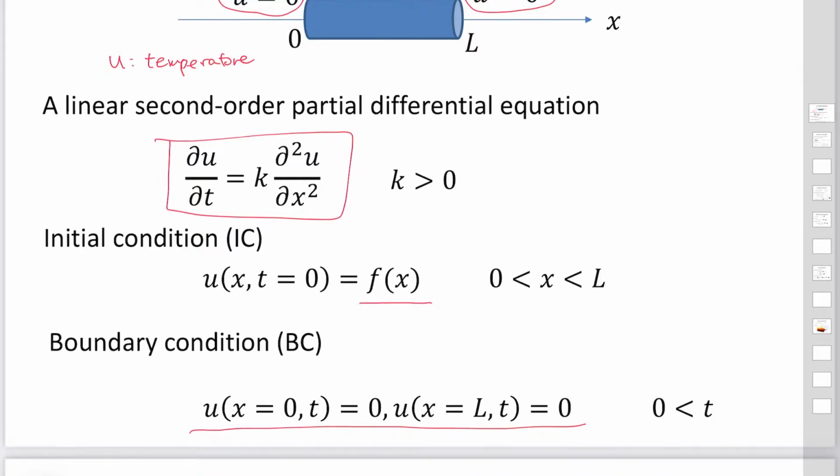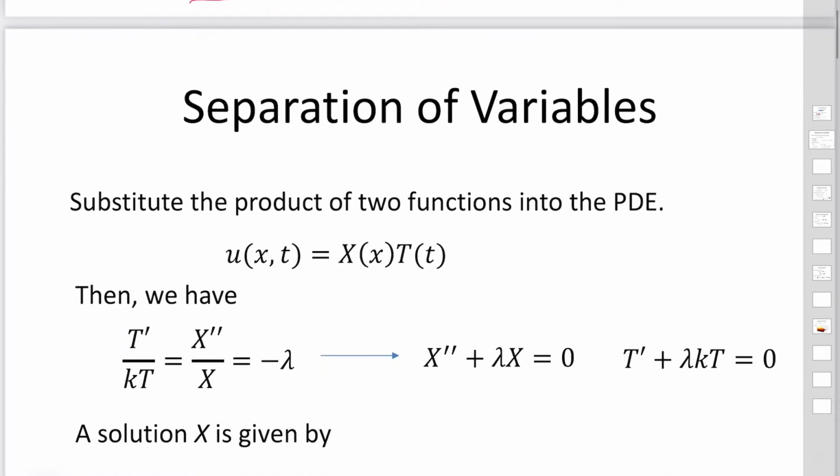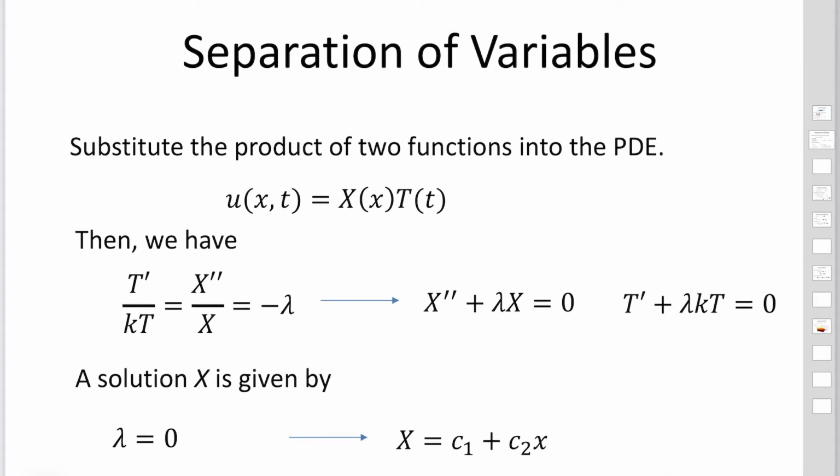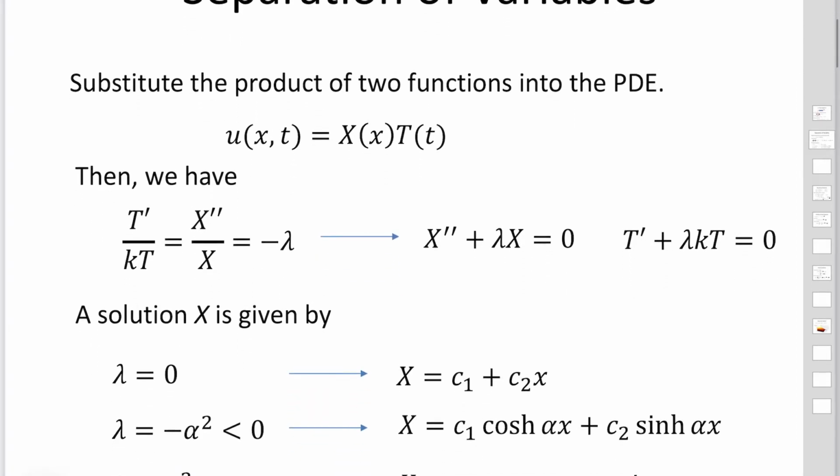To solve the differential equation, we use the separation of variables method. Substitute the product of two functions: capital X is a function of x, capital T is a function of t. Substitute into the partial differential equation. So ∂u/∂t becomes X T prime, and k times the second derivative of u with respect to x becomes k X double prime T. Then the equation becomes X T prime equals k X double prime T.